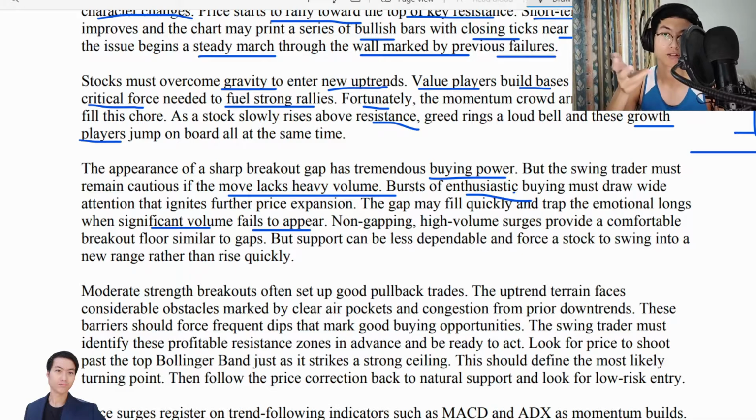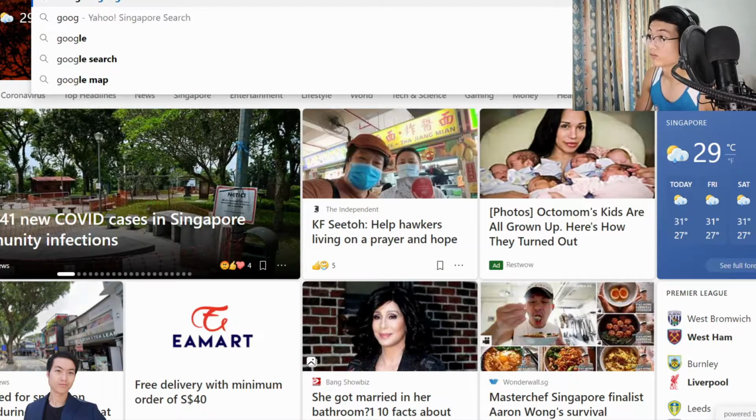So again, if you want to play breakouts, preferably you want to play a company that has high volume coming in compared to its average volume. That will prevent you from being trapped by these big institutions. Non-gapping, high volume surges provide a comfortable breakout floor similar to a gap. So what I want to look for is not a gap. What is a gap? You can Google it as well. Let me just Google it so that you can see. Google gap.